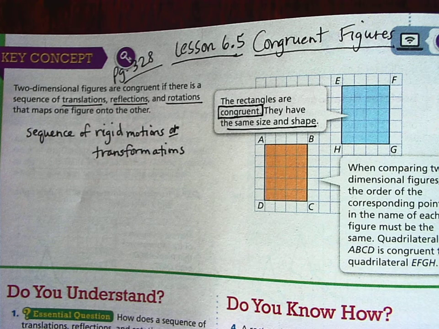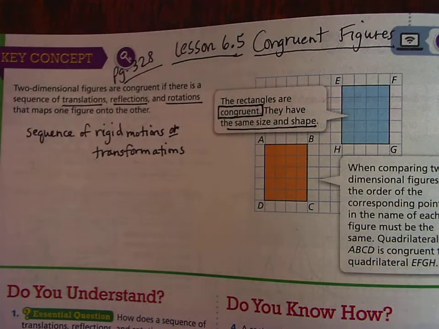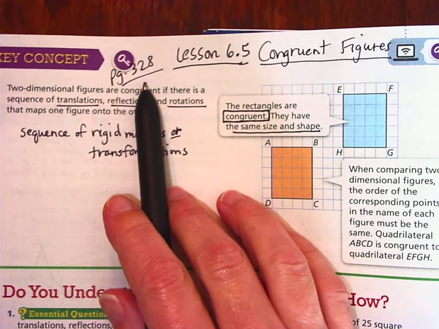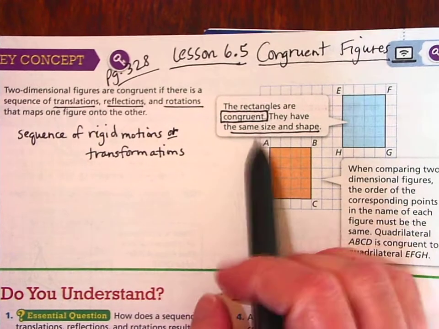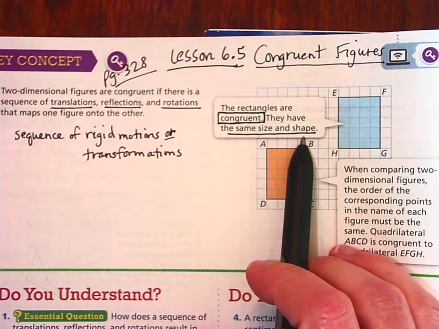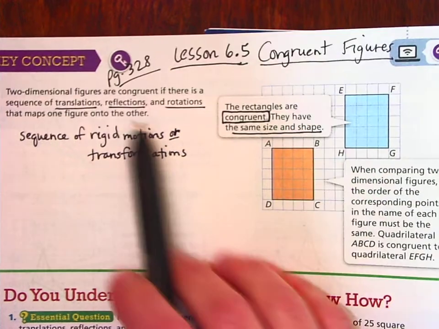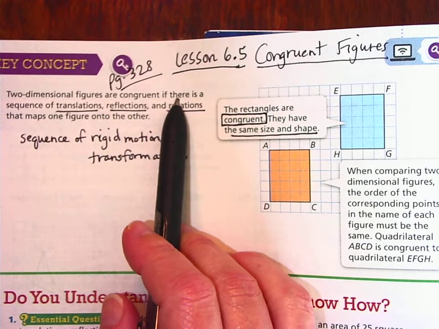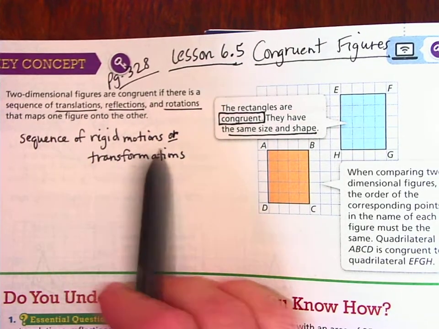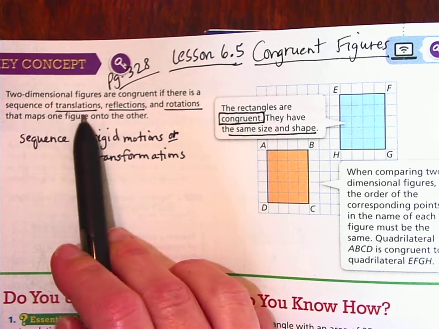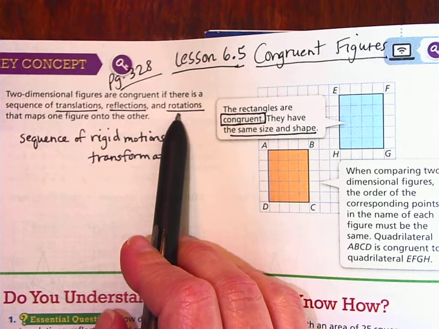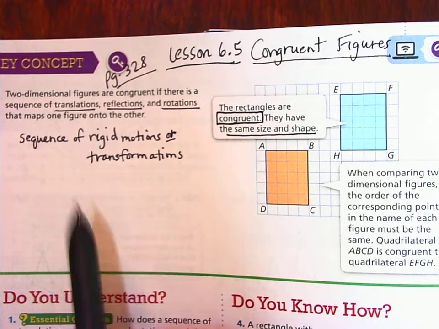Welcome back. Let's go over lesson 6.5, congruent figures. We're on page 328. Congruent figures means they are exactly the same size and same shape. Two-dimensional figures are congruent if there is a sequence of transformations or rigid motions, a sequence of translations, reflections, or rotations that you can figure out to map one onto the other.